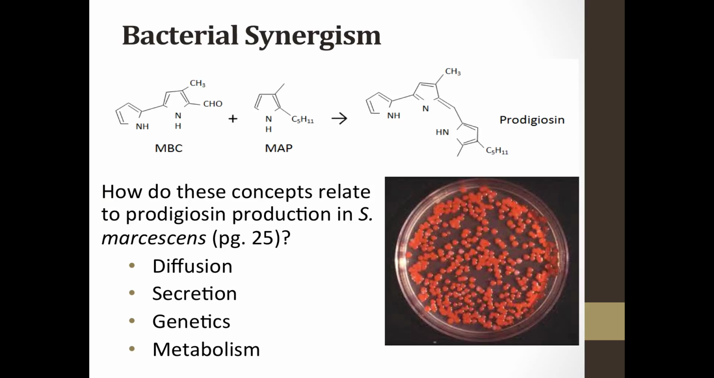This is something you also do with your TA in lab this week. It's important for you to understand how diffusion, secretion, genetics, and metabolism all relate to one another, and specifically how those concepts relate in light of prodigiosin production. So it's important to understand how prodigiosin production in Serratia works and what these 4 concepts have to do with it. That is discussed in detail on page 25 in your lab manual. There's a space for you to look at that, but you'll also talk about it with your TA in lab.